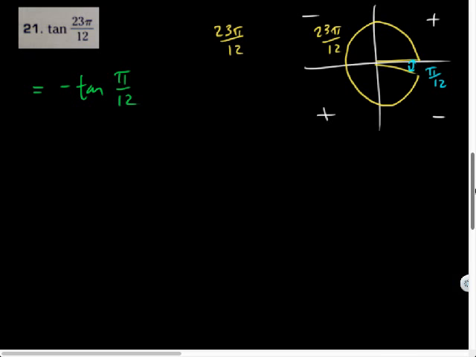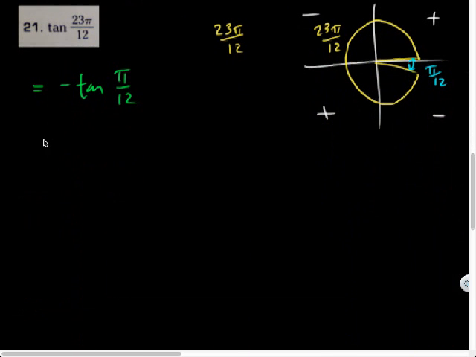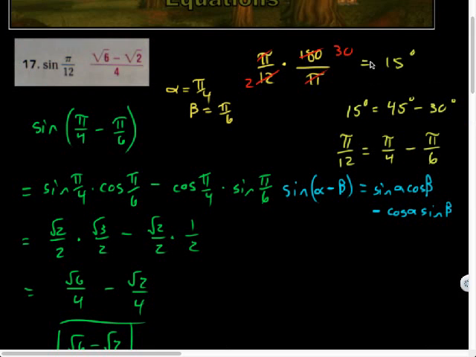And I believe on our previous problem, I realized that pi over 12 was the difference of pi over 4 and pi over 6. So this is equal to negative tan of pi over 4 minus pi over 6, which I think I can use a difference identity for. Question: how would we know pi over 12 is equal to pi over 4 minus pi over 6? Well, I demonstrated that by finding out that's 15 degrees. 15 degrees was 45 minus 30.